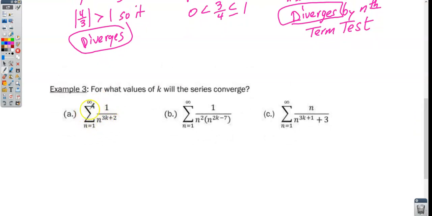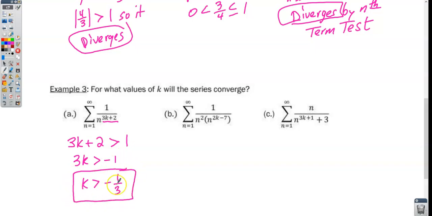This is a p-series, clearly a p-series, and p is equal to 3k plus 2. In order for a p-series to converge, the p-value must be greater than 1. So in order for this to converge, 3k plus 2 has to be greater than 1. And solving for k, we get that k has to be greater than -1/3 in order for this to converge.